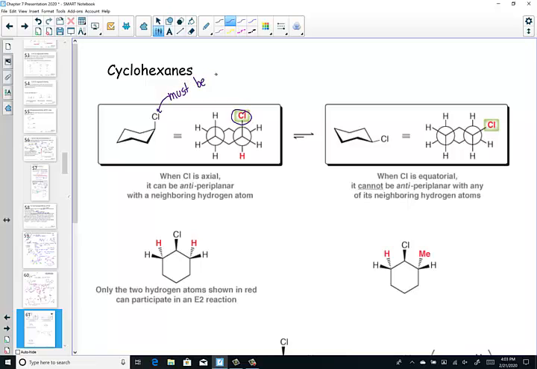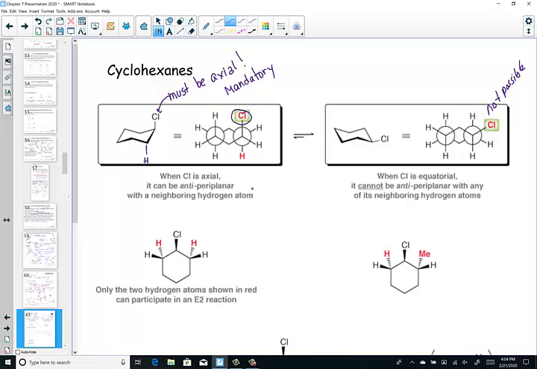And I realize that we learned that the equatorial bond is more stable, but you'll see that if it's in the equatorial position, there are no anti-periplanar hydrogens at all. So if chlorine is on an equatorial bond, no elimination is possible. If I see that this hydrogen is pointing down and this chlorine is pointing up, both on axial bonds, this meets the criteria to be eliminated, forming an alkene.